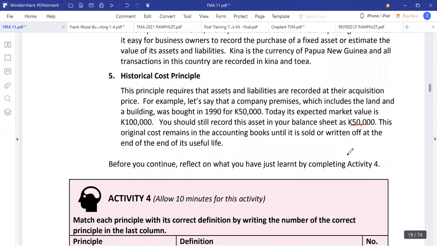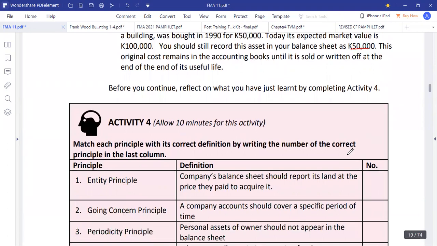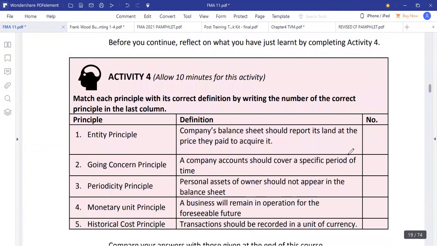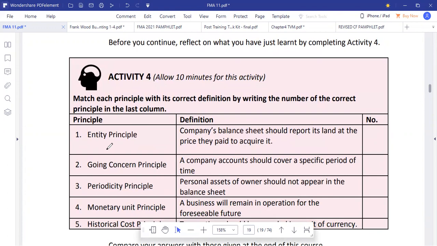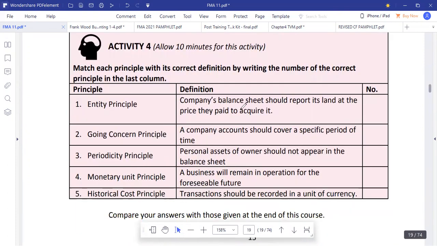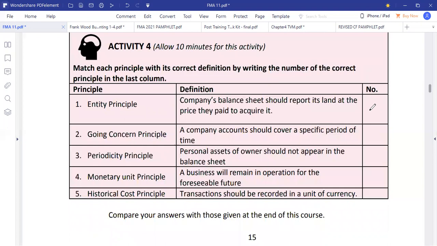Acquisition costs. So a quick activity in 10 minutes, we need to match each of these principles with their correct definition. So entity, so you can align a number. These principles that we have here, there are 5. A company's balance sheet should report its land at the price we acquired it. What principle are we using here? 1 to 5? 5. 5, correct.